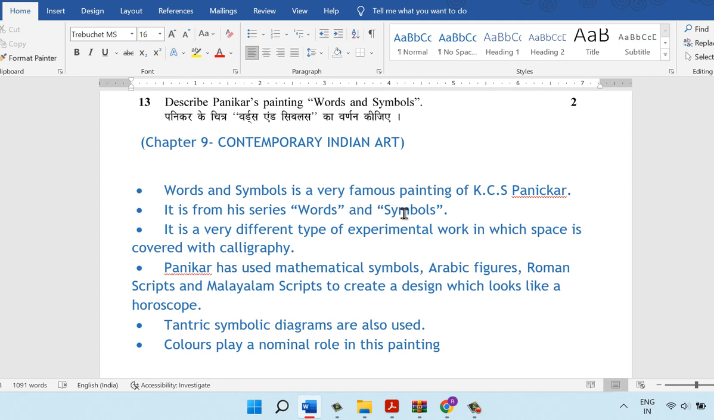Words and Symbols is a very famous painting of K.C.S. Panicker. It is from his series Words and Symbols. It is a very different type of experimental work in which space is covered with calligraphy. Panicker has used mathematical symbols, Arabic figures, Roman scripts and Malayalam scripts to create a design that looks like a horoscope. We also see tantric symbol diagrams used here. Colors play a very nominal role in this painting.